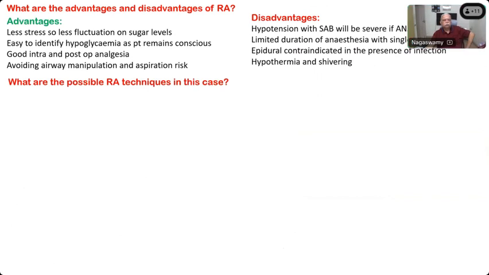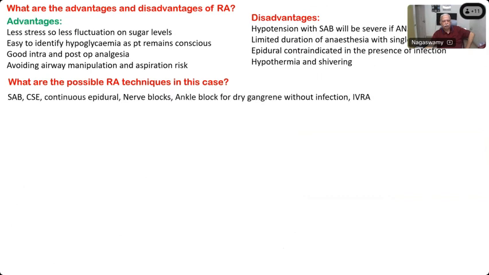Sir, ankle block, continuous sciatic. So don't say ankle block as the first answer, because if there's an infection, they may not allow you to do that. So SAB, continuous, combined spinal epidural.